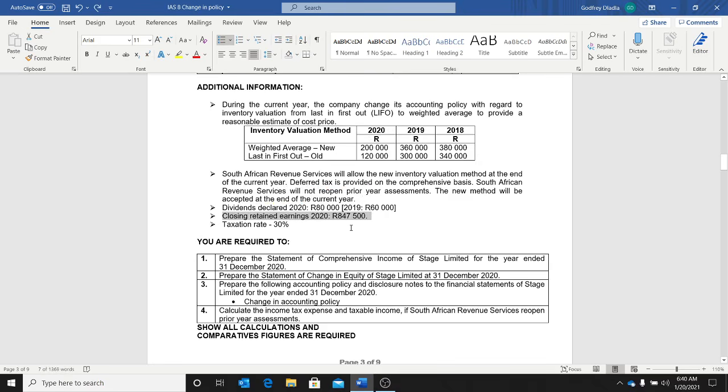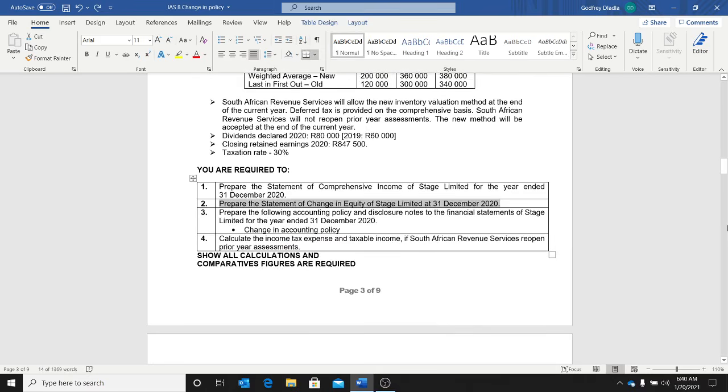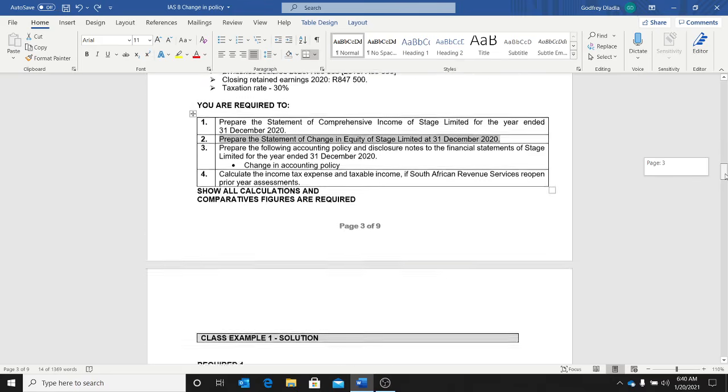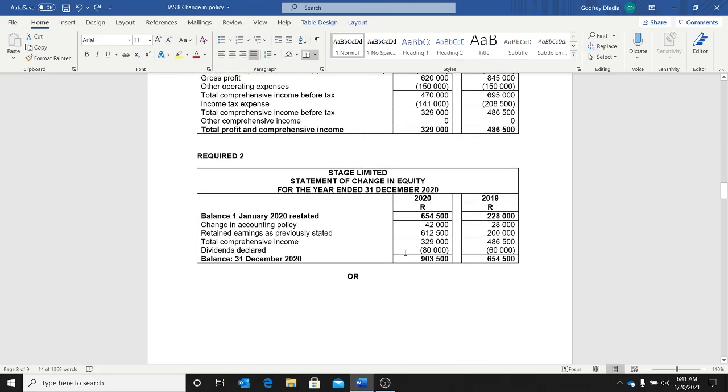2020. Now, the first thing you must know when you want to deal with this requirement here is that you must calculate opening retained earnings. Let me show you what I'm saying. You must calculate this figure here first. This one and this one. Both of them. You must have those figures first in the statement of change in equity.